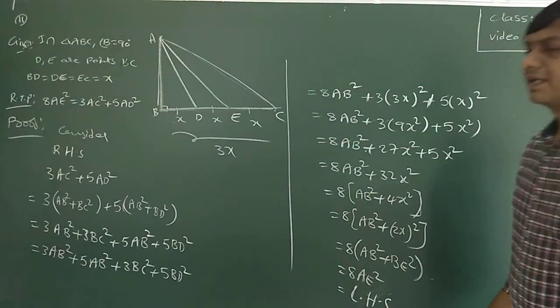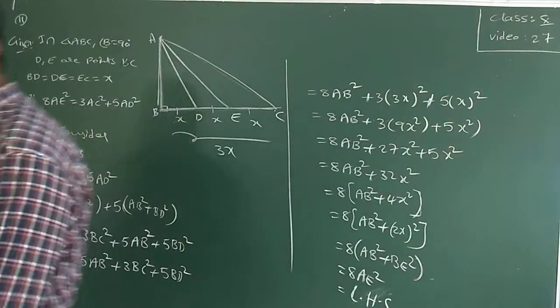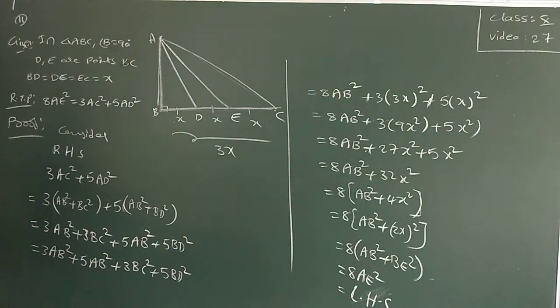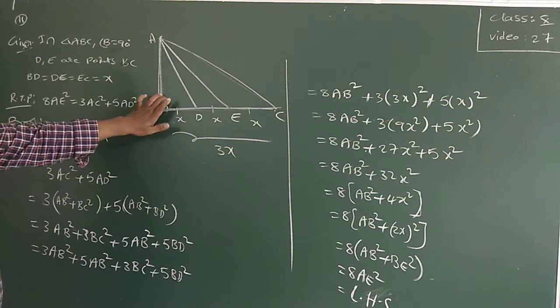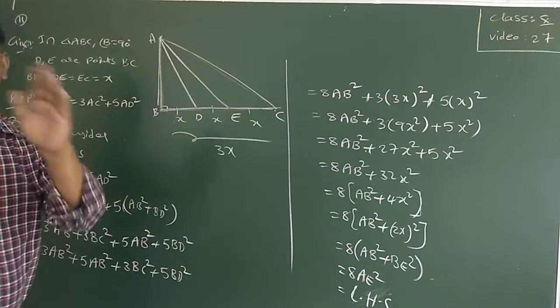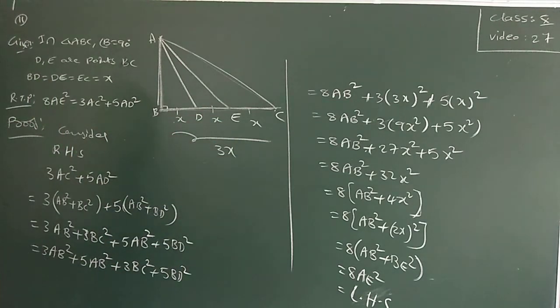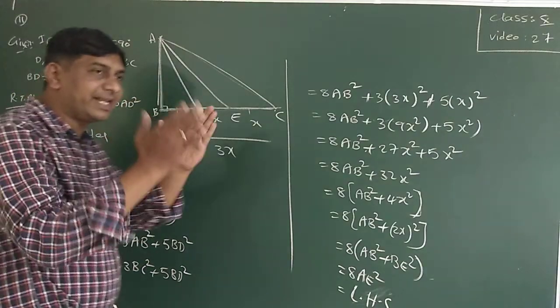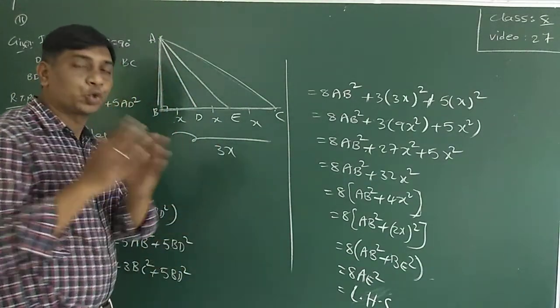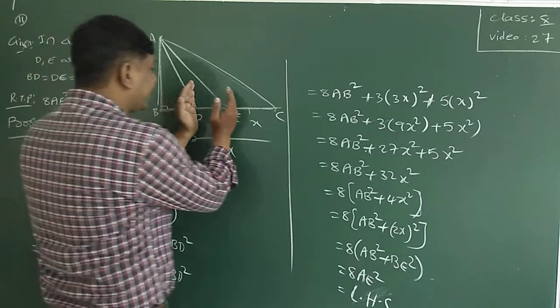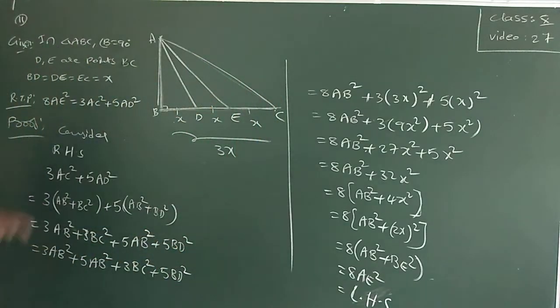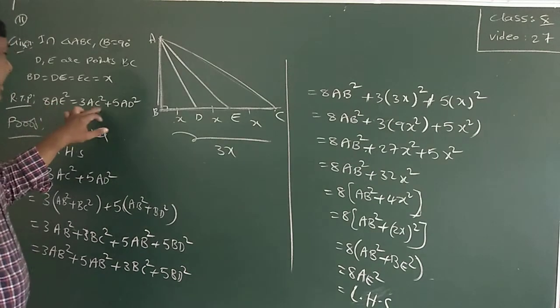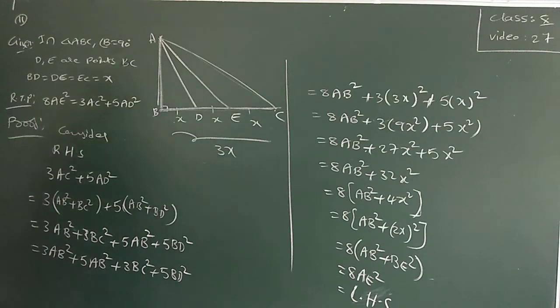And see here, this is the 11th question as per my textbook. I don't know exactly what the question number is in your textbook, so check once. In triangle ABC, angle B is 90 degrees. D and E are the points that trisect BC. Trisect means 3 equal parts, bisect means 2 equal parts. BD, DE and EC are equal parts, BD equals DE equals EC equals x. So I need to prove that 8 AE square is equal to 3 AC square plus 5 AD square.